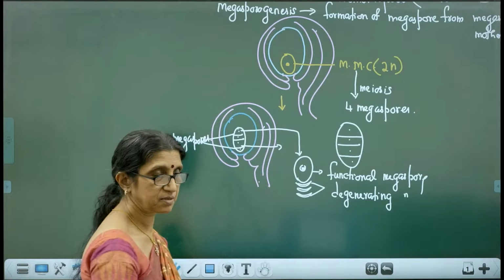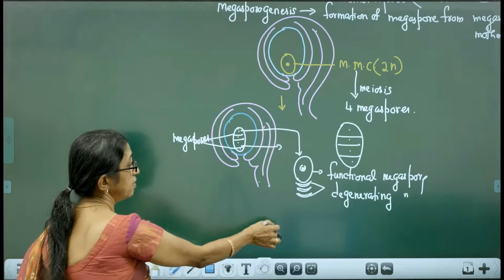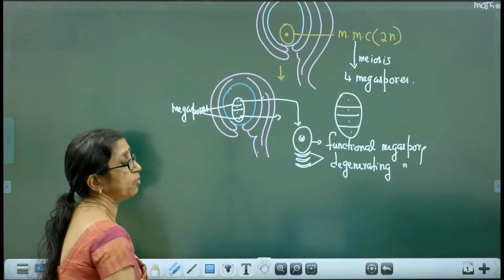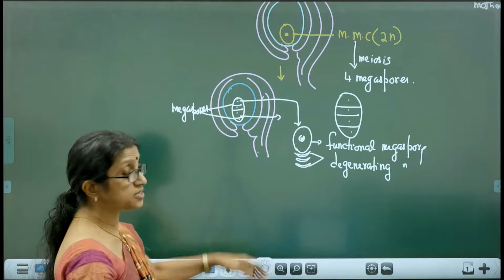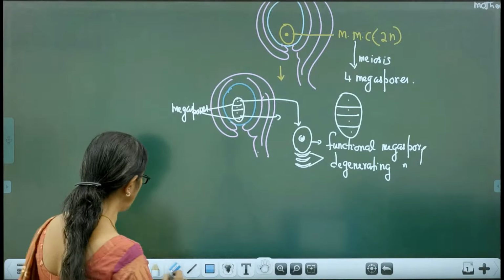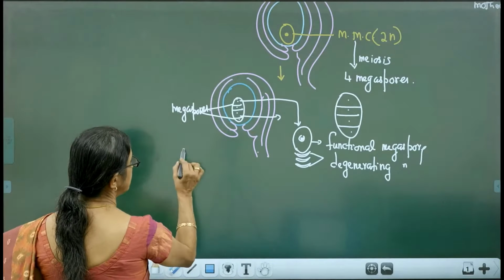Okay. Now what happens to the functional megaspore? What do you call this process? This process is called megagametogenesis.